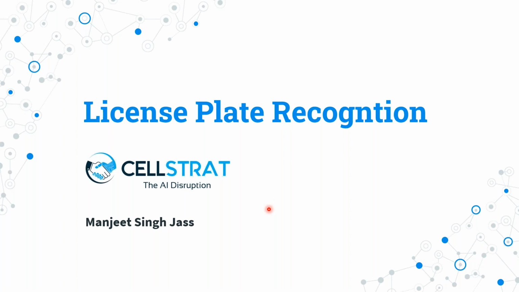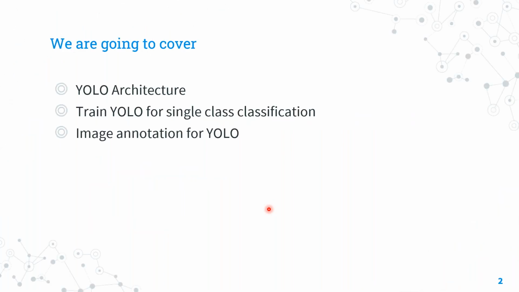Today we are going to learn how to train YOLO for detecting license plate recognition. So this is broadly what we are going to cover: a brief intro to the YOLO architecture, then step by step training, how to train YOLO for single class classification, as we are just concentrating on a license plate, which is a single class, and how to annotate images for the YOLO.